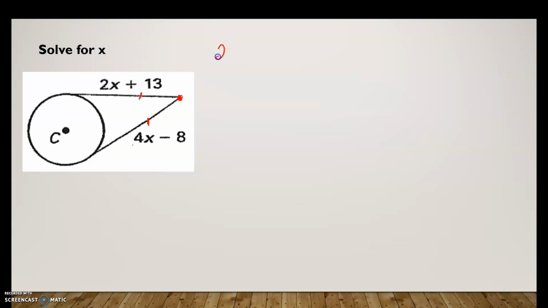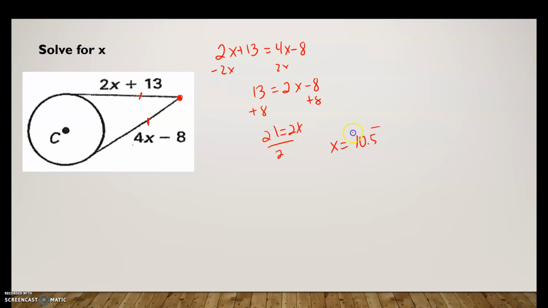So to solve for the value of x, all I have to do is set these guys equal to each other. 2x plus 13 is equal to 4x minus 8. And I'm just solving for x here. So I'm going to subtract 2x from both sides. 13 is equal to 2x minus 8. Add 8 to both sides. 21 is equal to 2x, which means x is equal to 10.5.